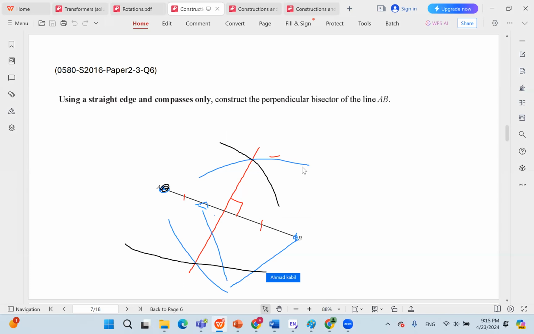And where the two arcs intersect, we create points. And then we use the ruler to join these two points together. And there we have it, the perpendicular bisector of AB.